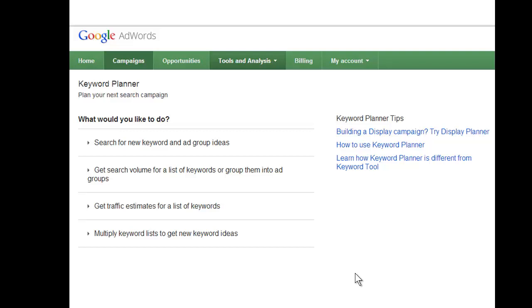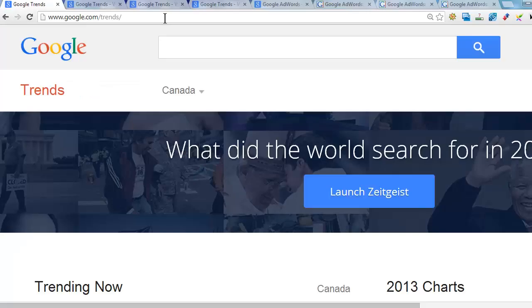So I'm going to show you the Keyword Planner tool. But before I do, I want to show you Google Trends. Google Trends, google.com/trends. It's a fabulous tool that can help you discover how people search, what search terms they use, where they search, in what countries, in what locations, etc.